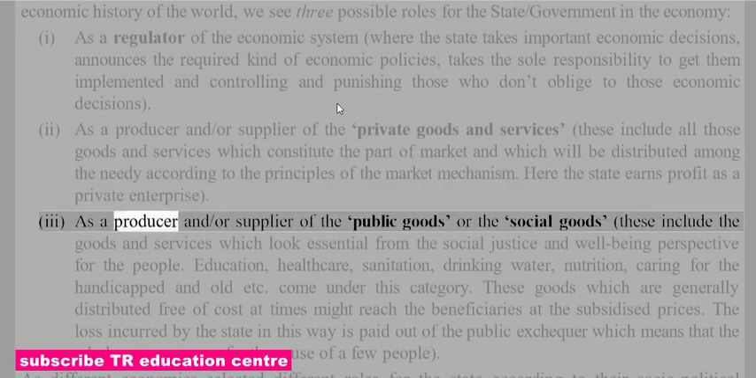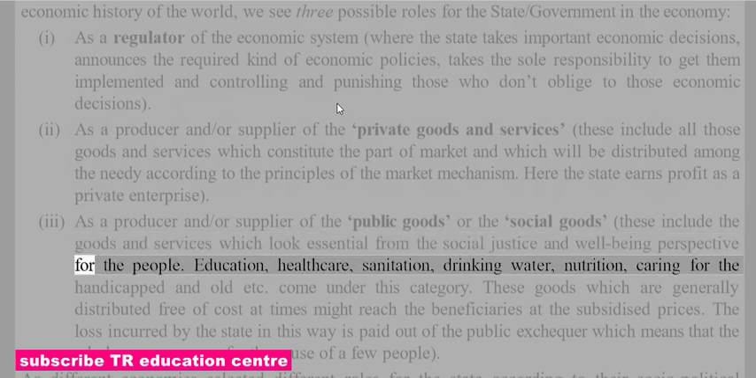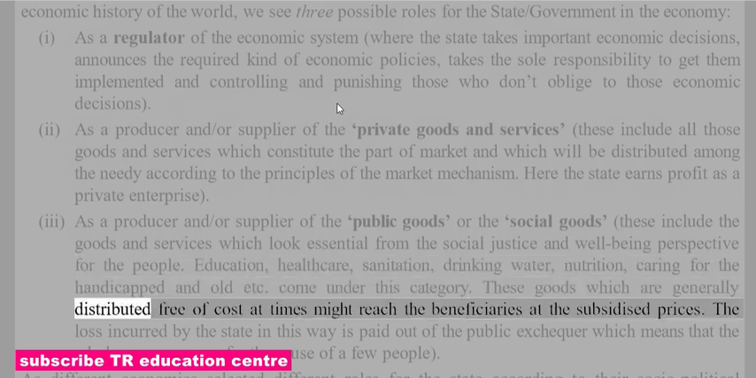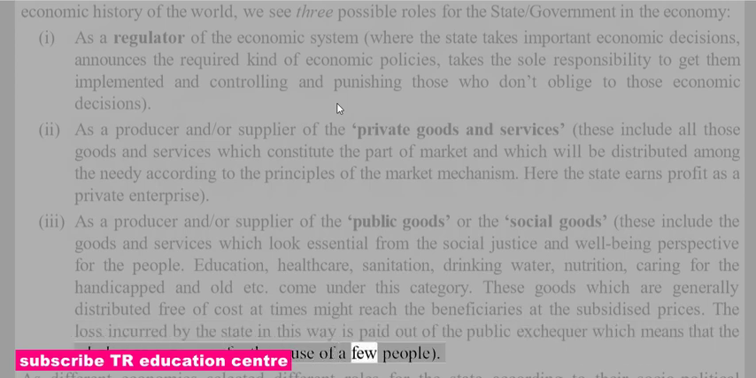3. As a producer and/or supplier of the public goods or the social goods. These include the goods and services which look essential from the social justice and well-being perspective for the people. Education, healthcare, sanitation, drinking water, nutrition, caring for the handicapped and old, etc. come under this category. These goods, which are generally distributed free of cost, at times might reach the beneficiaries at subsidized prices. The loss incurred by the state in this way is paid out of the public exchequer, which means that the whole economy pays for the cause of a few people.